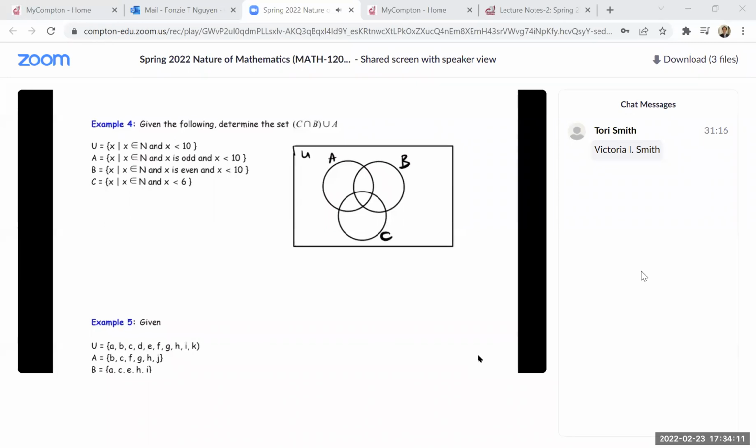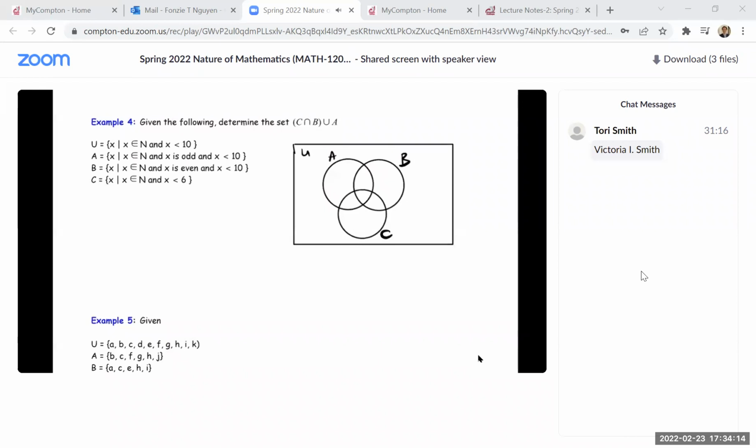So let's see, A is going to be odd and less than 10. What are the odd numbers that are less than 10? 1, 3, 5, 7, and 9. And then set B is the even numbers less than 10: 2, 4, 6, 8. So these two aren't going to have anything in common, right? No. So actually, I should draw the picture a little differently. Are A and C going to have anything in common?